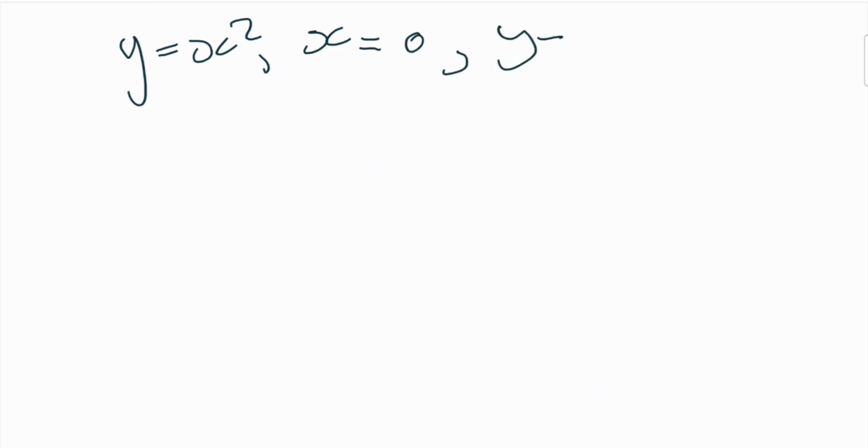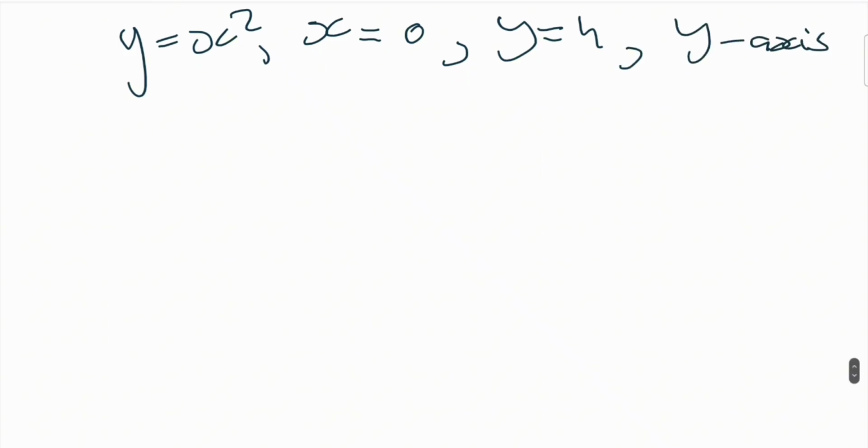So our next and final question is going to be this. Y equals x squared. From x equals 0 to y equals 4. Okay? Y-axis. As we are going to be rotating this about the y-axis. Okay.